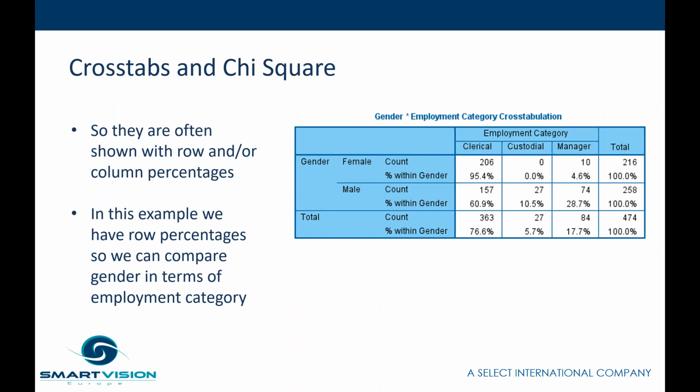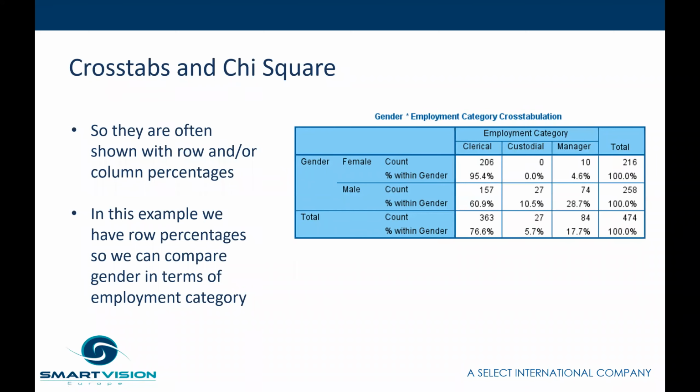At this point, somebody might come along and say, yeah, but maybe this is just a fluke. I know these are quite big differences here, but maybe it's just random sampling error that's kicked in, rather than the fact that men seem to be more likely to be managers, and women seem to be much more likely to be clerical workers.